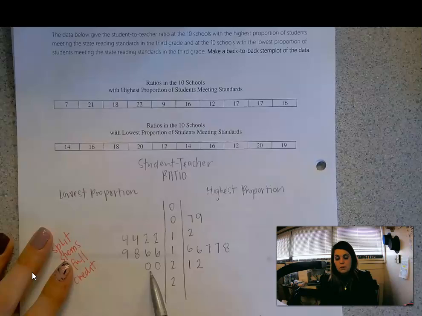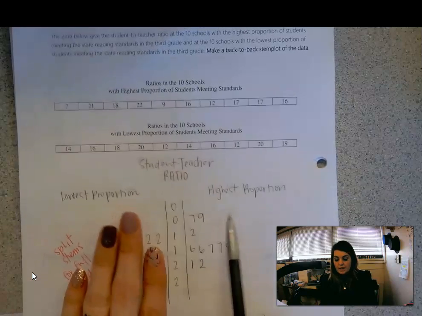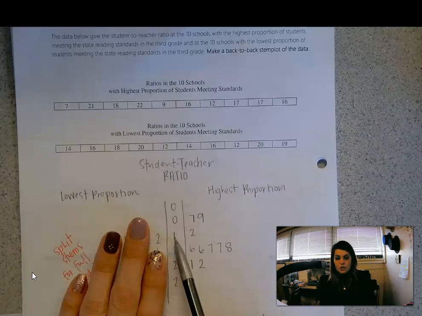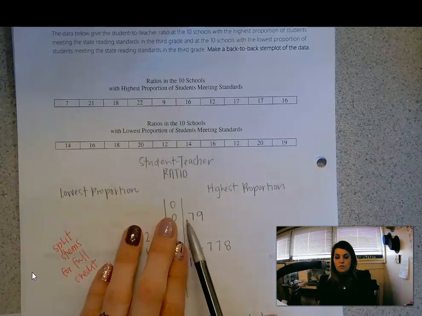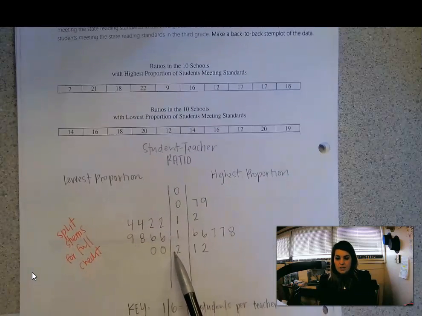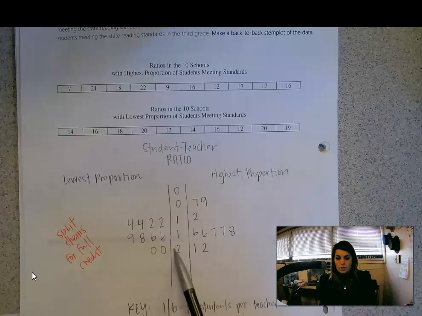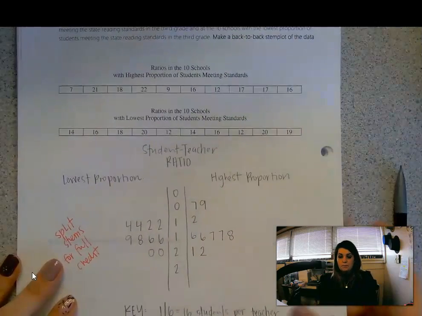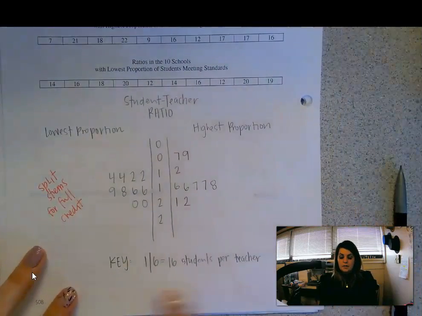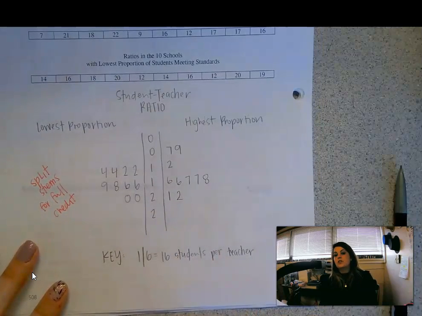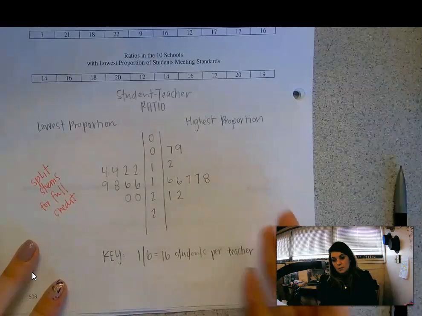So each one of these numbers is a school. Right here, this is a school that has 12 students per teacher. This is a school that has 7 students per teacher. This is a school that has 20 students per teacher. So it's important that you understand the context of the problem. So 3 things on this one: split your stems, give your key context, make sure that you really understand what this problem is about.